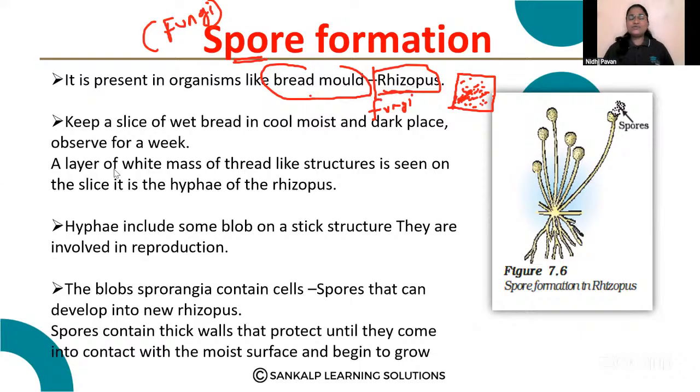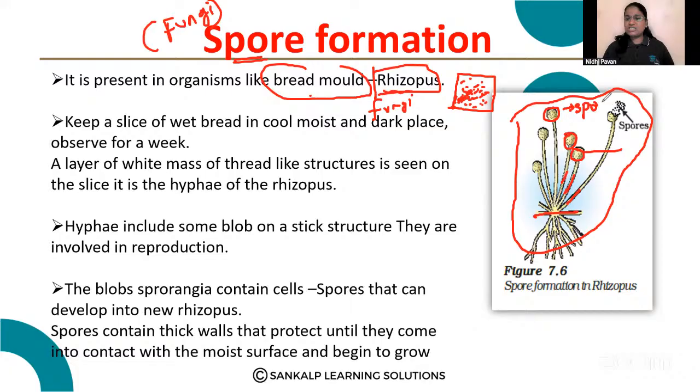So how will these reproduce? Look at a slice of bread attacked by Rhizopus under the microscope. When you see under the microscope, it will look like this. These all are the parts. They call these parts hyphae. And here you can see sporangium. These vesicles, circular bag-like structures, are called sporangium. Sporangium means a bag which contains spores. So when these burst out, when these open up, we will get the spores. Okay, so this is about spore formation.